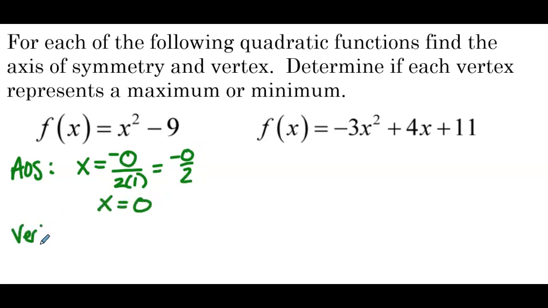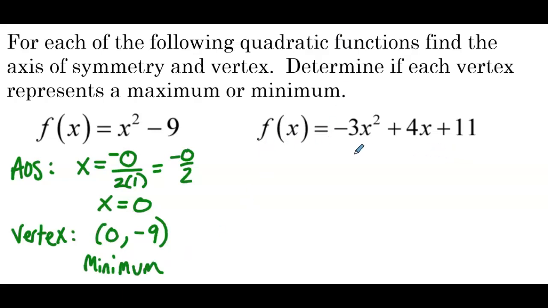Then the vertex is the point with an x value of 0. So if we substitute 0 in, we'd have 0 squared, which is 0, minus 9, which is negative 9. And then lastly, does the vertex represent a maximum or a minimum? Well, if we look, the leading coefficient is positive. So 1, that's positive. So that means the parabola opens up, which means our vertex is a minimum.